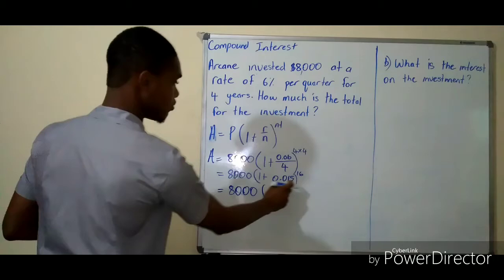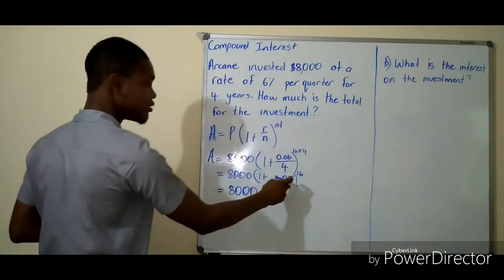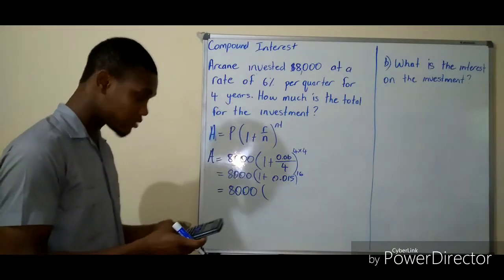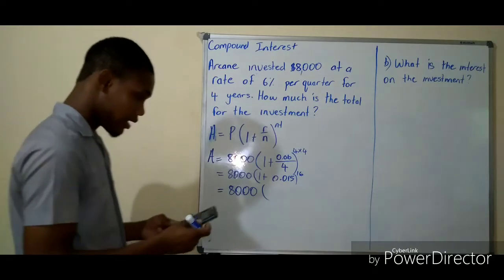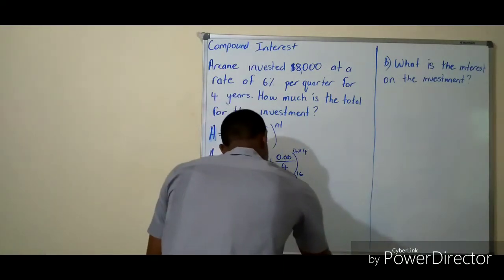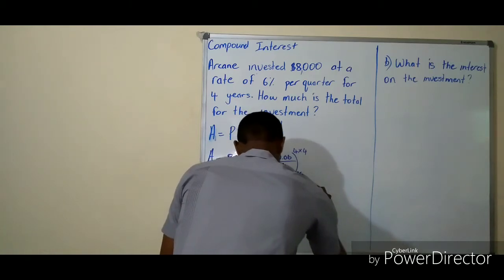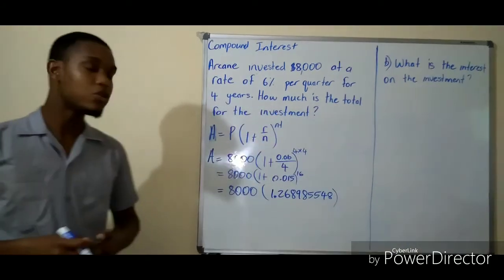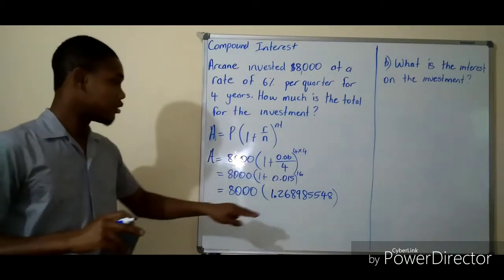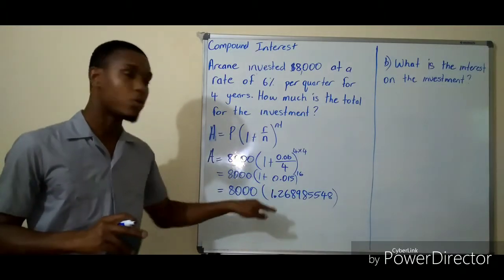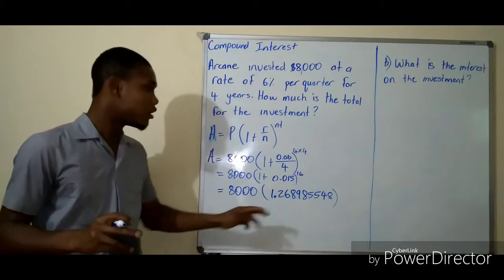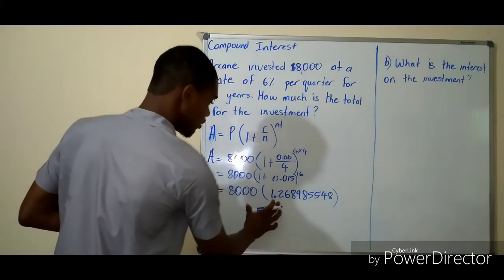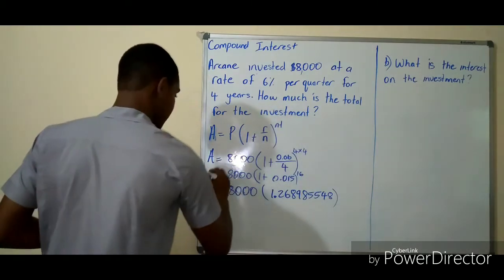So 1 plus 0.015 gives us 1.015. So I'm going to put in 1.015 raised to the 16th power. And that gives 1.268985548. Now, generally when you get to this step, you do not round off, because if you round off, it will leave off some of the monetary value. So you write out all of the values that come up on the calculator, and then in the next step, you simply multiply these two together.